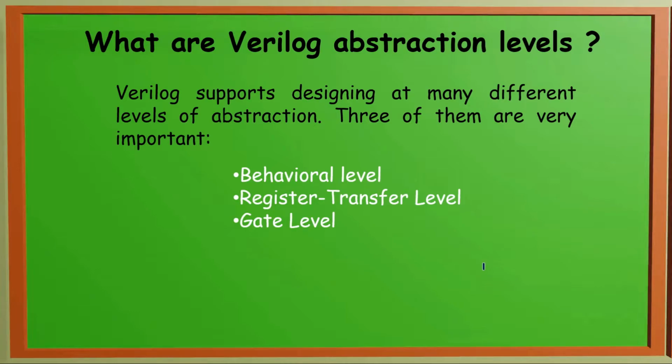What are the Verilog abstraction levels? We can have 3 levels. One is the behavioral level. Then we can have the register transfer level and gate level. So briefly, let us discuss what these are. The behavioral level describes the system by concurrent algorithms. Each algorithm itself is sequential. That means it consists of a set of instructions that are executed one after the other. This is the behavioral level.